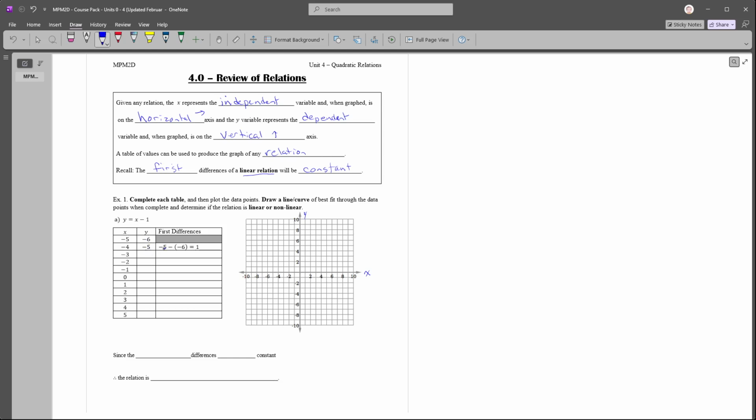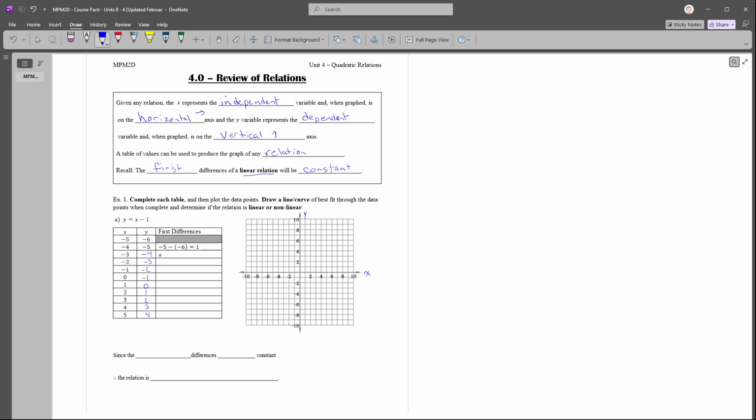I can now calculate the first difference between those two. I subtract the previous y value from the current y value. This will give me the difference between those y values. We call this the first differences. So the current one subtract the previous one. Current one subtract the previous one. Now you're going to keep going, and you're going to end up with negative 4, negative 3, negative 2, negative 1, 0, 1, 2, 3, and 4.